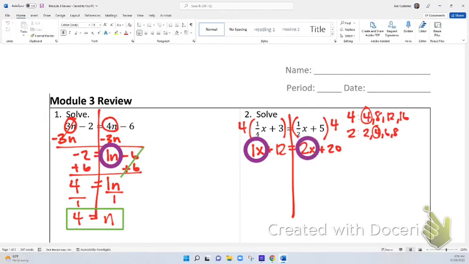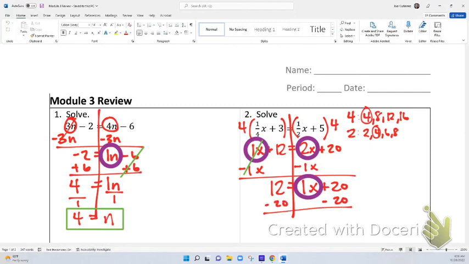The smaller number between 1x and 2x is a 1x, so subtract 1x, subtract 1x. These go away. We bring down the 12. 2x take away 1x is just a 1x. Bring down the 20. Again, the whole point is to solve for your variable, which is an x. So we're going to subtract 20, subtract 20. So we're left with 1x. And then if you have 12 and you take away 20, the 20 is larger, it's a negative, so you end up with a negative 8.